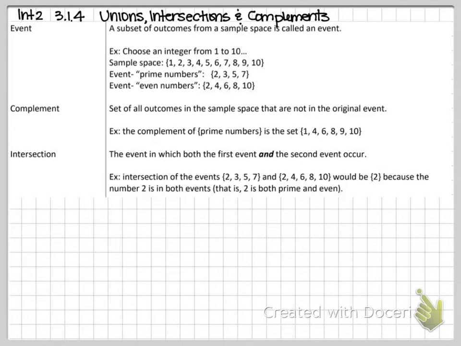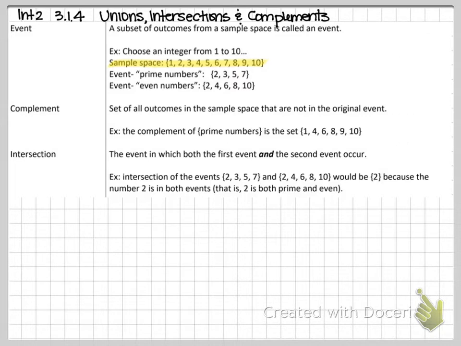This can be found directly in your notes as well. So the event is a subset of outcomes. For example, we're going to be using this example a couple of times. We're going to choose an integer from 1 through 10. The sample space is everything that could happen, so the sample space is 1, 2, 3, 4, 5, and so on through 10. But then we want to talk about specific events. Again, it's a subset of the outcomes, so part of it.